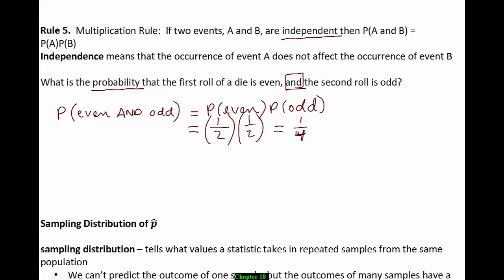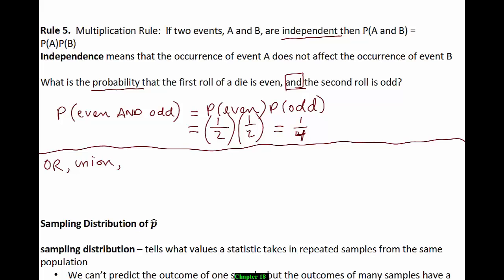Let's make some important notes about these rules before we continue. The word or goes with the union, goes with the math symbol plus. And the word and goes with the word intersection, and this goes with the math symbol multiplication. If you keep those together, it will help you compute these probabilities.